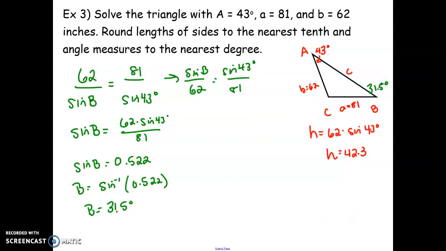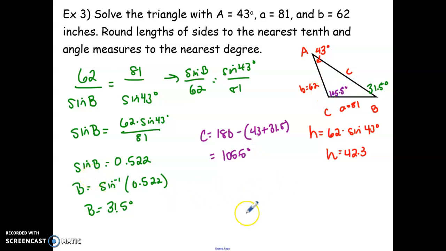Okay. Once I have two angles, it's really easy to find the third. We're going to find angle C by taking the sum of the other two angles and subtracting it from 180, which ends up giving me 105.5 degrees. So I'm going to label that.